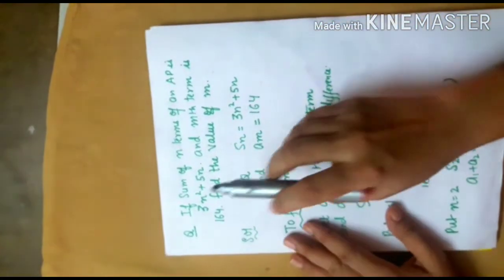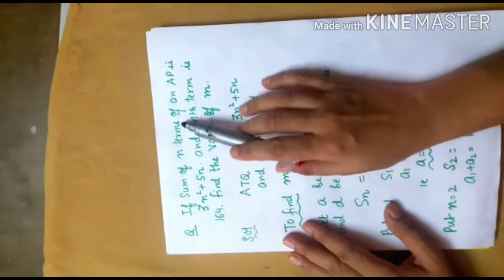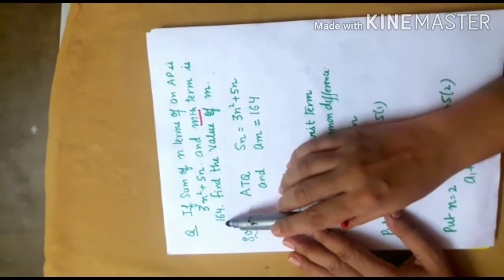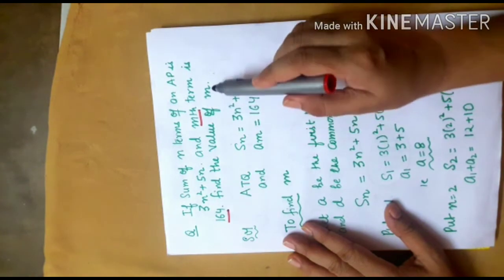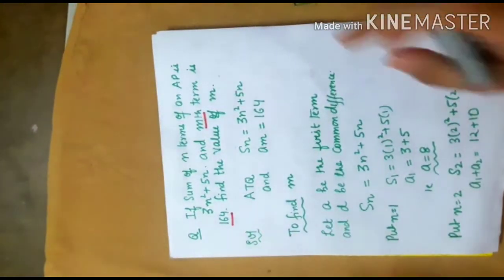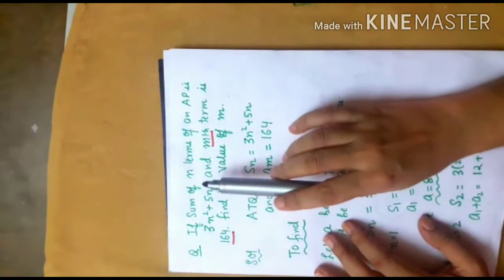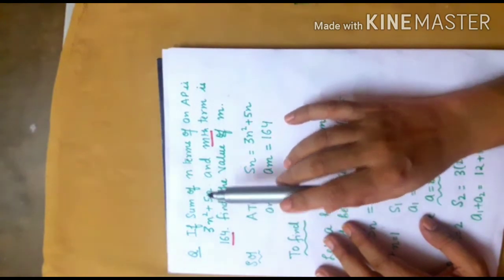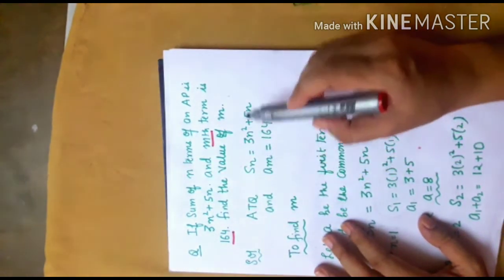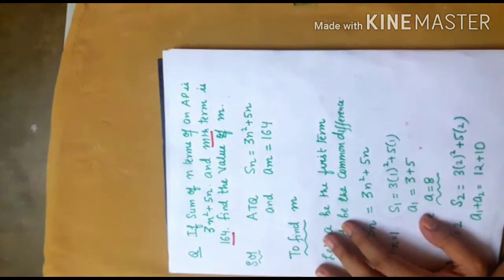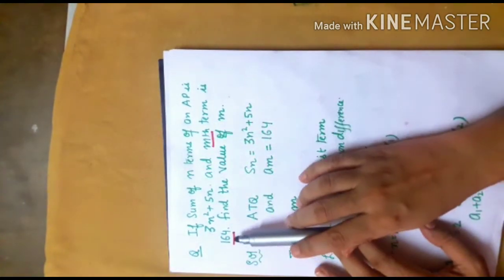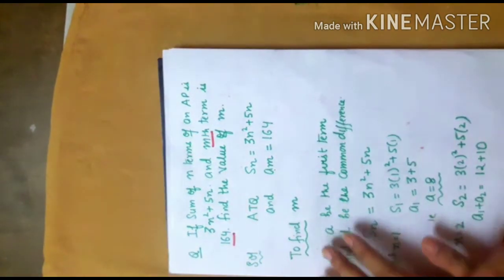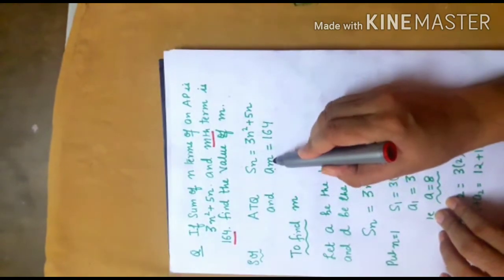Let's take another question. If the sum of n terms of an AP is 3n square plus 5n and the mth term is 164, find the value of m. According to the question, the sum of n terms of an AP is 3n square plus 5n. That means Sn is equal to 3n square plus 5n, and the mth term is 164. That is am is equal to 164. We need to find the value of this m.